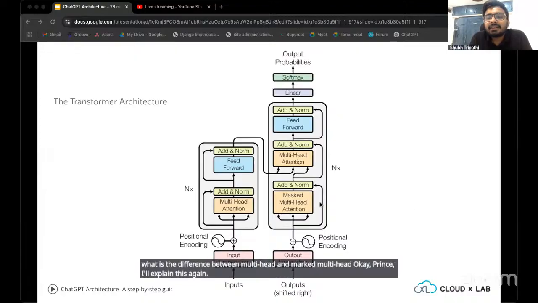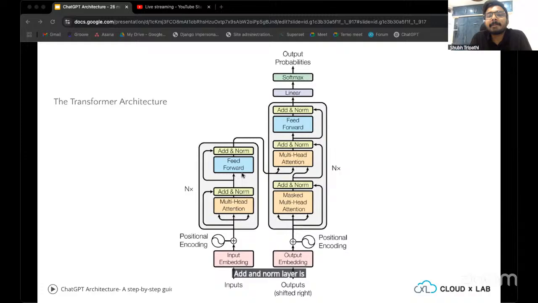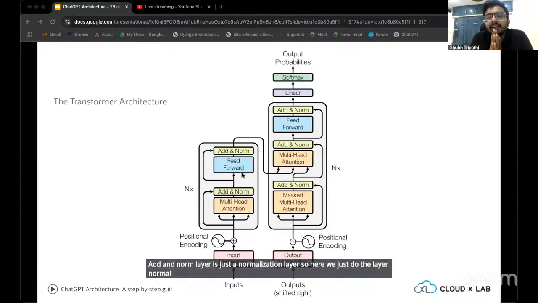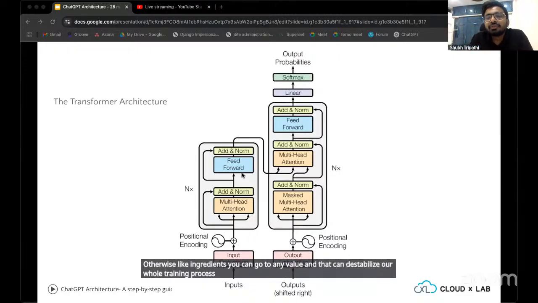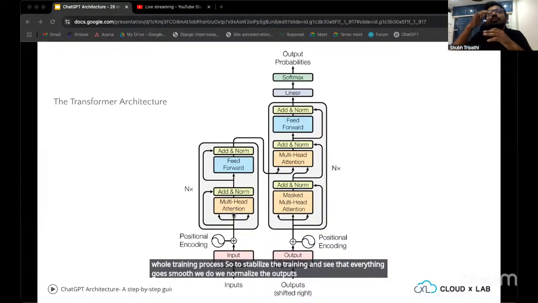The add and norm layer is just a normalization layer. Here we do layer normalization, which is essential for stabilizing the values. Otherwise, gradients can go to any value, and that can destabilize our whole training process. So to stabilize the training and see that everything goes smoothly, we normalize the outputs at each layer. So the next layer receives a good sense of output, and not such random values.